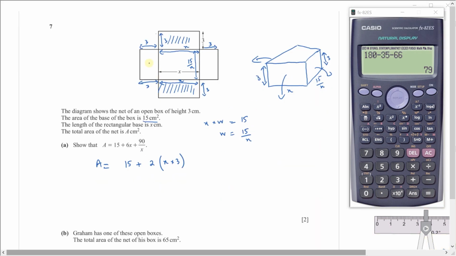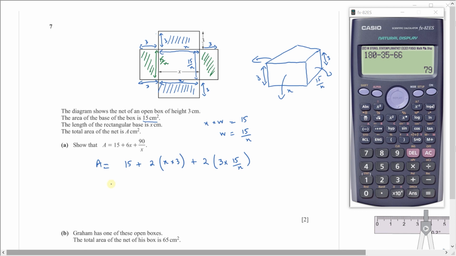Let me go back and change the color. This and this will have the same area as well, because one side is 3 and this other side is 15 over x, and this side is also 15 over x. For these two rectangles, I will multiply the area by 2, and the area of one of these rectangles is 3 times 15 over x. So 3 into 15 over x.